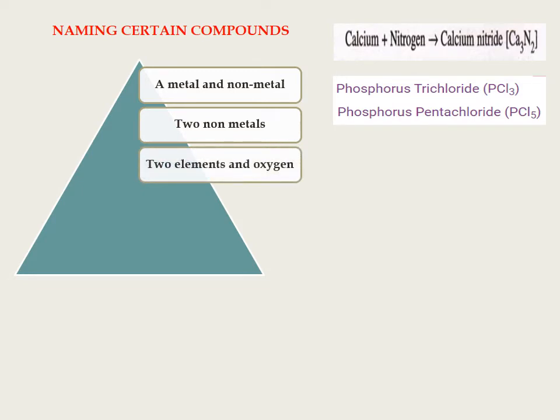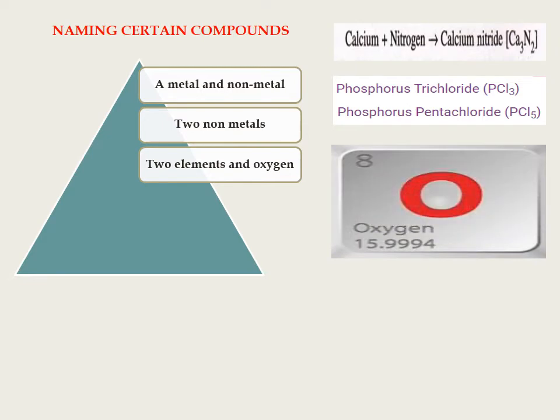Two elements and oxygen. Oxygen is represented at the end of the formula. The name of the compound depends on the number of oxygen atoms present in the compound. The prefix hypo is used if the number of oxygen atoms is less than 2. And suffix ite is used if the number of oxygen atoms is 2. The suffix ate is used if the number of oxygen atoms is 3, and the prefix per is used when the number of oxygen atoms is more than 3.